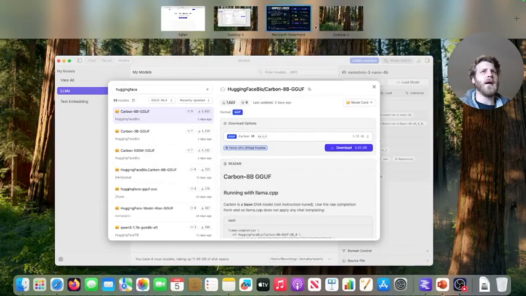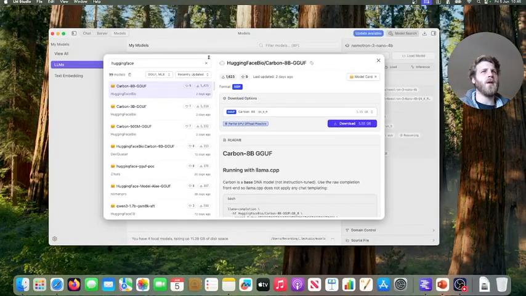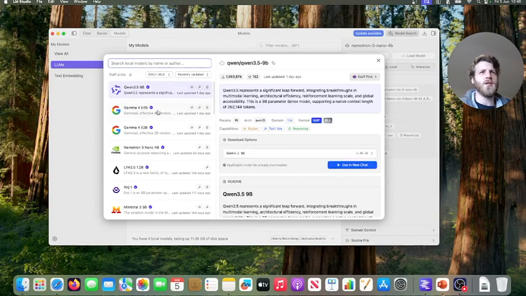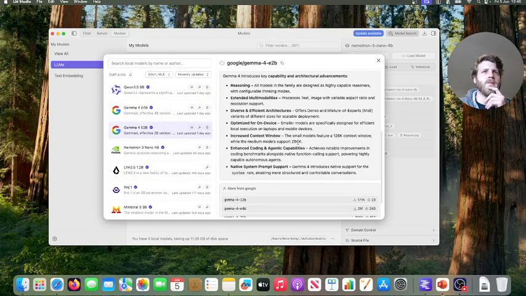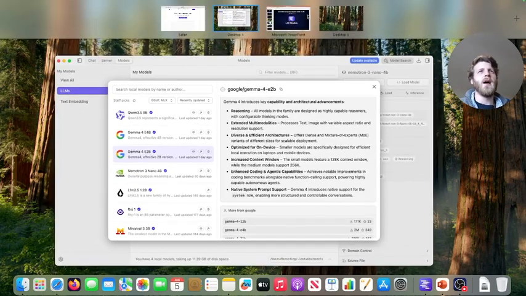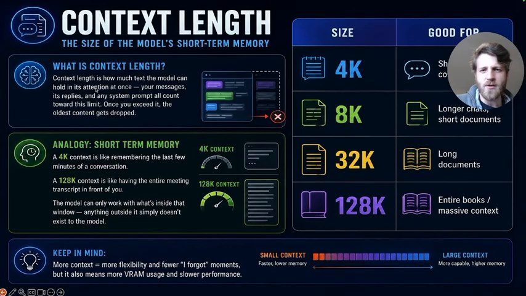Let's just nip back to our search engine. We also have, let's see if we can find one or two, context window. So here we go. The small models feature a 128K context window, while the medium models support 256K, K being 1000. So essentially, what is context length? When we see context length, it's how much the model can hold in its attention at once. Okay, your messages, its replies, and any system prompt all count towards this limit.